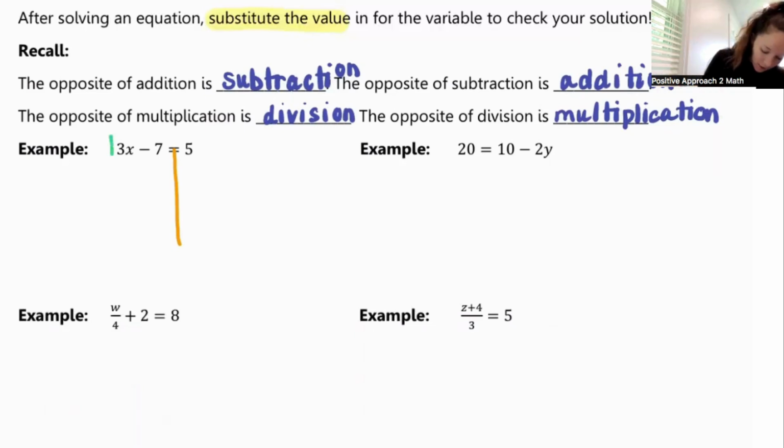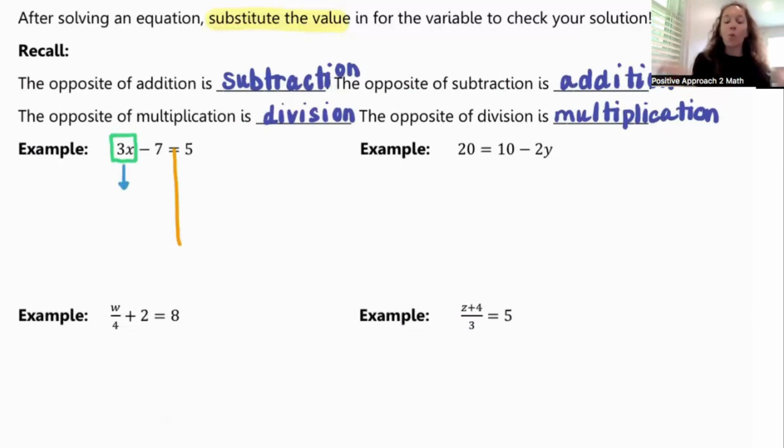So we're going to include that 3x in the box. I like putting this box when I'm first learning how to solve equations, because once you see that box, it's really, really clear to see what that opposite operation is. So I see I need to get the box by itself. That's my goal. I only want the box on the left-hand side.